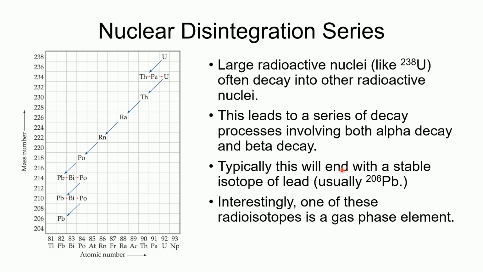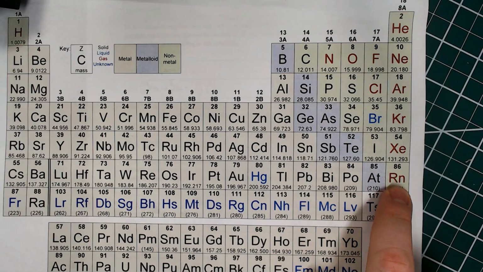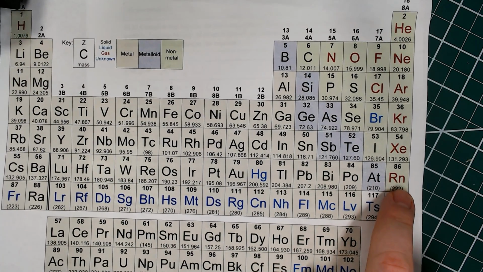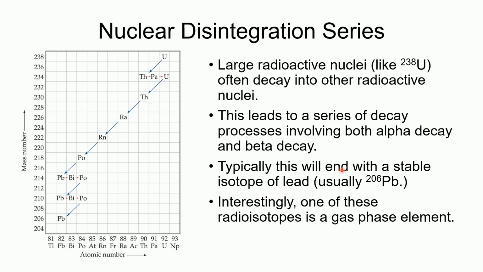And I'm going to go to my periodic table here. So here is radon, element 86. It is a gas. It is a very dense gas. It tends to stay in low-lying areas. So there is radon. So I'm going to go back. Radon is radioactive. It is colorless, odorless, and quite deadly.